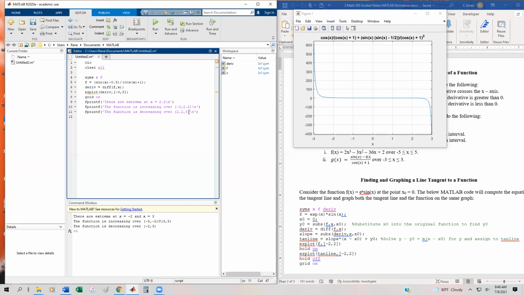All right, and so hopefully this is helpful for you all to being able to see how we can go through and determine some of the things that we were able to do analytically just by using MATLAB to be able to get some estimates for some of these increasing, decreasing, and the extrema of functions.